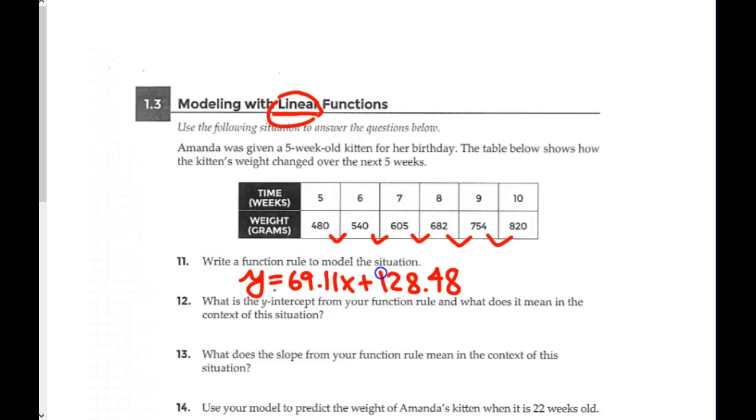So y-intercept is always the initial value, and in this case, it's the initial what? So again, this is x, this is y. It's the initial weight of what? The kitten. Okay?